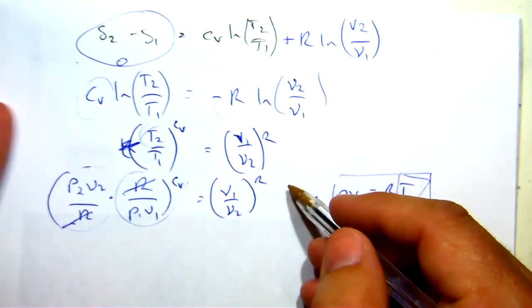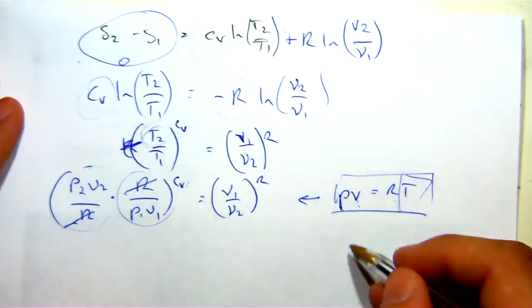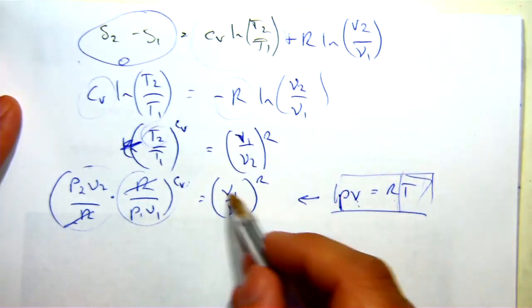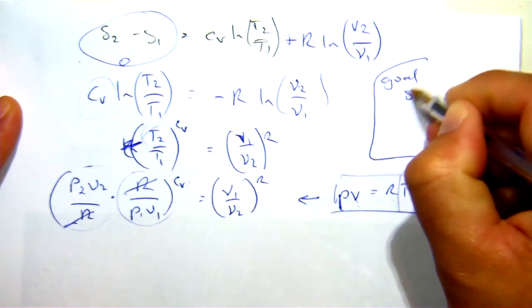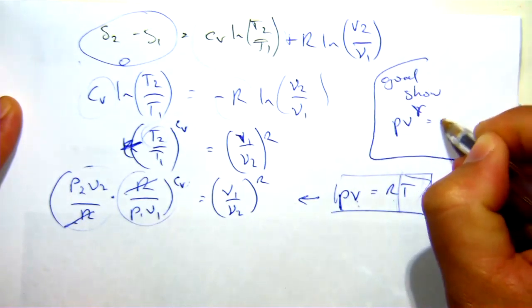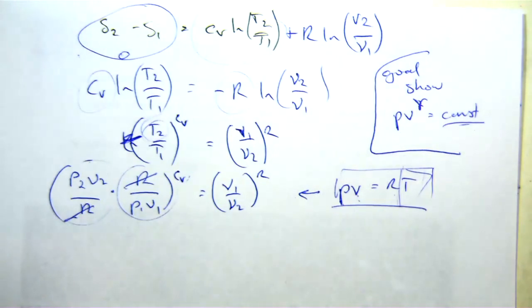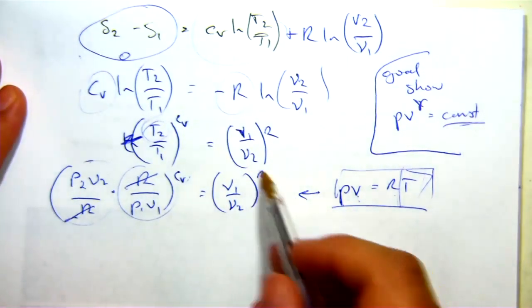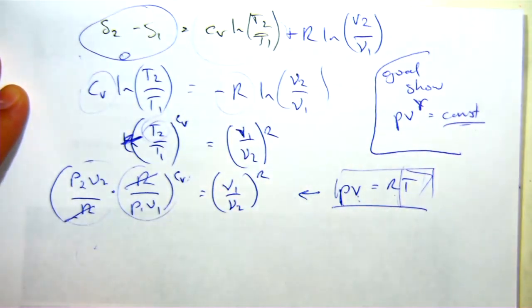So then we're going to play another trick. The other thing that I'm allowed to use, now that I've said I'm in the ideal gas world, is my goal. Let's just keep it here. Goal: show PV to the gamma equals a constant. I don't care what this constant is. Anything, provided everything on one side is a constant, it doesn't really matter what that constant is. So I'm trying to get all my P's and V's over this side and leave constants over the other side.